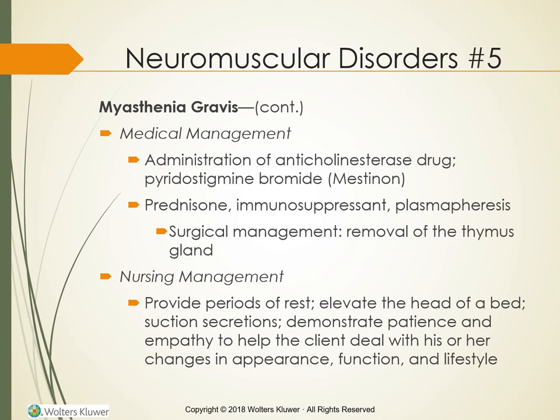Other treatments include surgical removal of the thymus gland, prednisone, or another type of immunosuppressant, such as Imuran, and plasmapheresis 3 times a week for clients who do not respond to other methods of therapy. If myasthenic crisis with severe respiratory distress occurs, the client requires intubation and mechanical ventilation. Imuran, the drug I mentioned, that is an immunosuppressant, generic name is azathioprine.